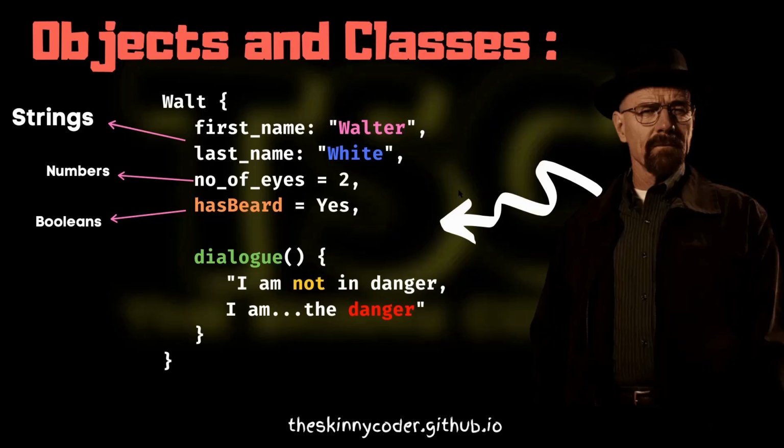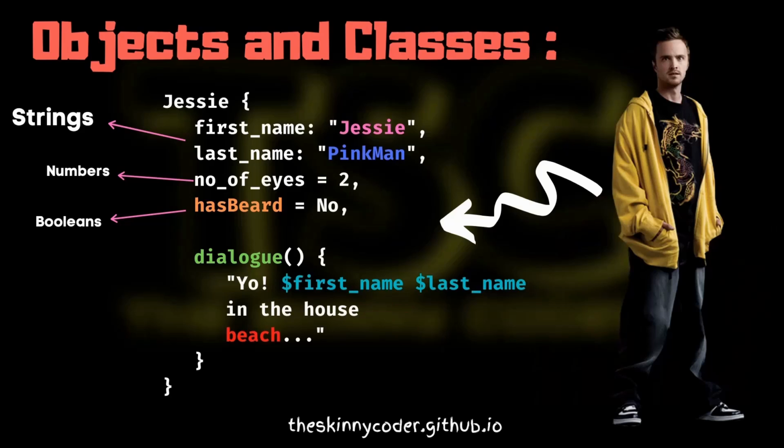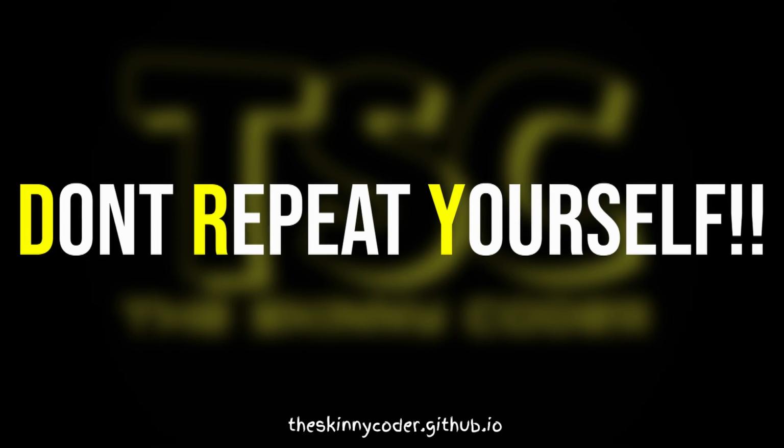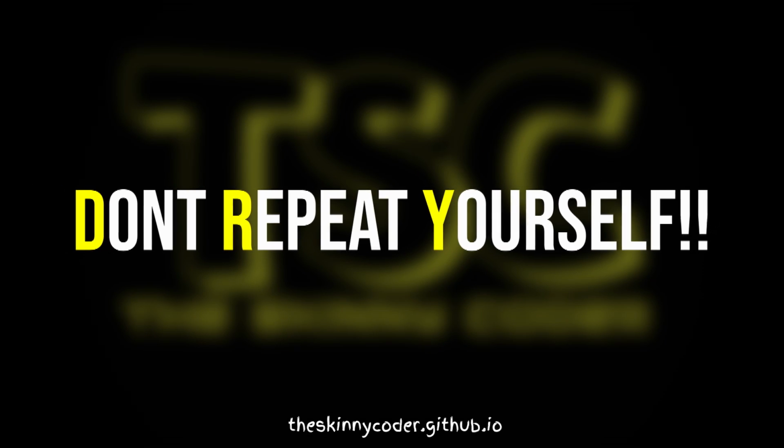But don't you think we are repeating a lot of code? While creating Walt, you're redeclaring the first name field, the last name field, the number of eyes field, the has beard field, and then you're getting into the dialogue function. Those are already being declared over here and defined over here, right? But you're again doing it to create another object. Where is the DRY principle? We are not at all using the DRY principle. That means don't repeat yourself.